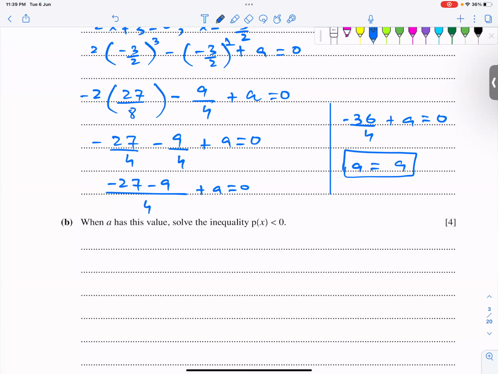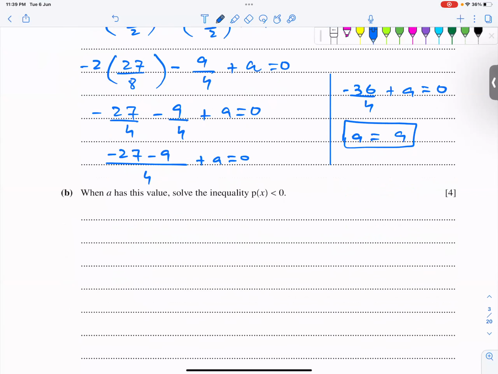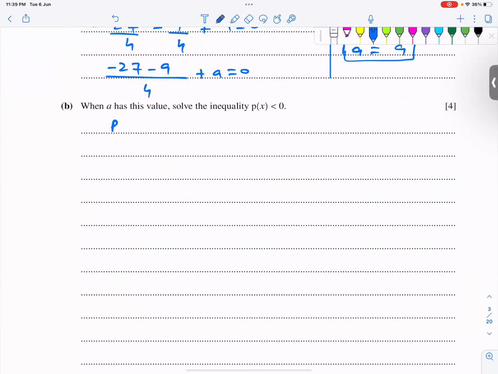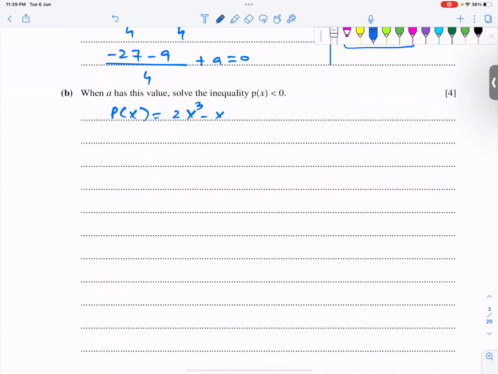When a has this value, solve the inequality p of x less than 0. Now p of x is actually our cubic polynomial, 2x cubed minus x squared plus a. So first let me write p of x. P of x is 2x cubed minus x squared plus a. But now a is 9. So this is p of x. And I want to find the solution for p of x less than 0.